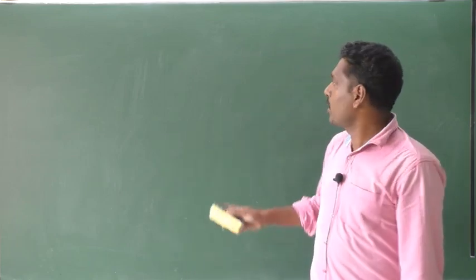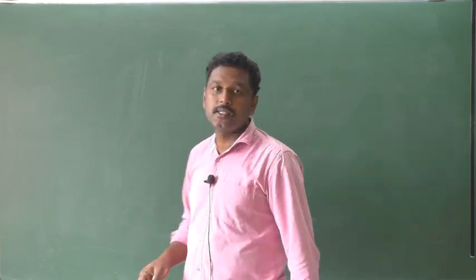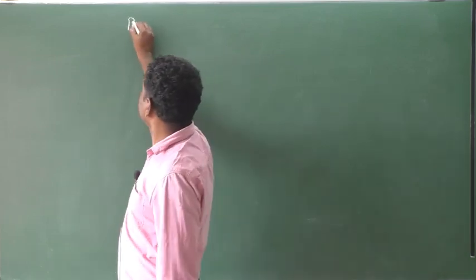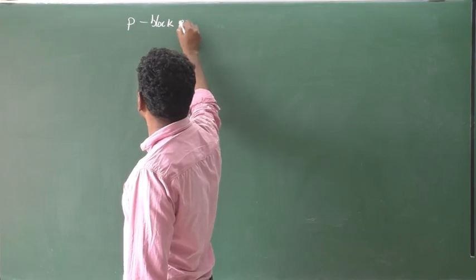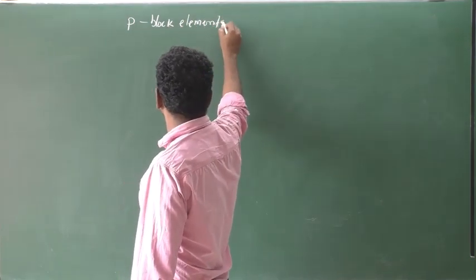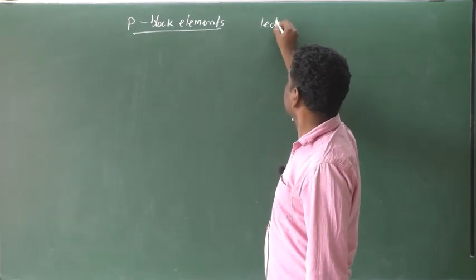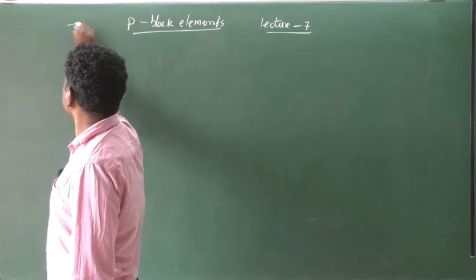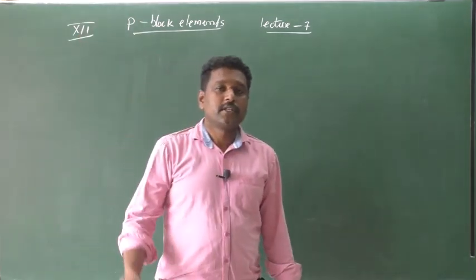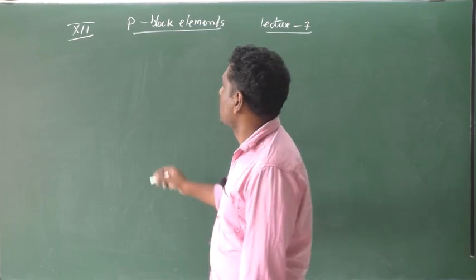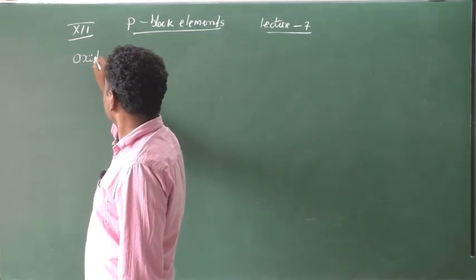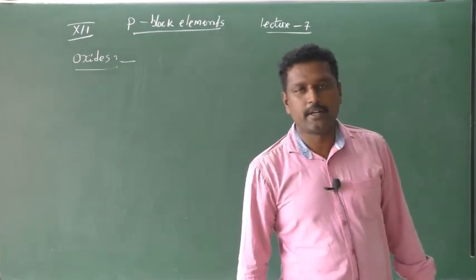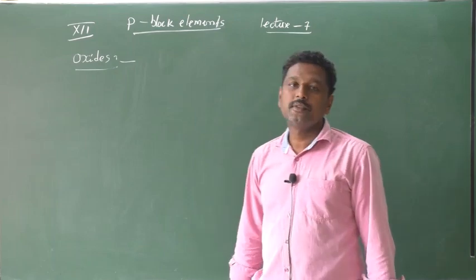Today we'll discuss the p-block elements, that is oxides, and the remaining properties of p-block elements. After that, oxides. Fifth group elements react with oxygen to form oxides.